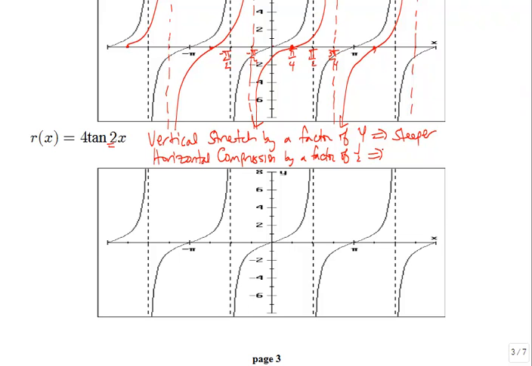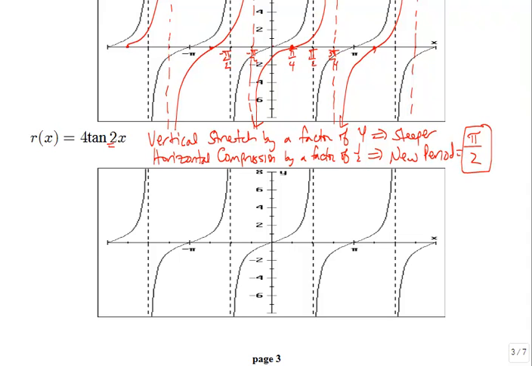And what that implies is we're going to have a new period. So the old period is pi, and what you're going to do to that pi is divide it by whatever this b is. So we're dividing it by that 2. So my new period is pi over 2.